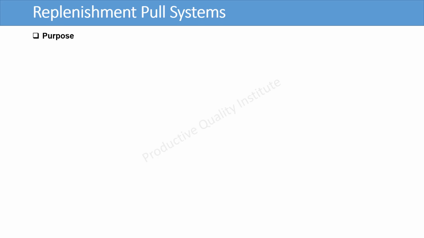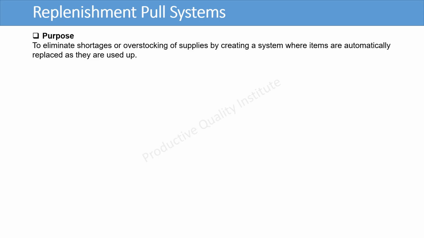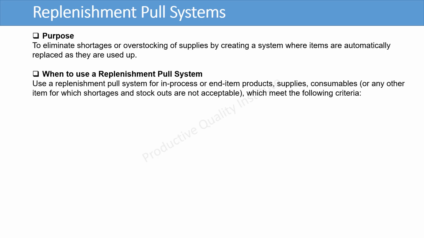Purpose of replenishment pull systems: to eliminate shortages or overstocking of supplies by creating a system where items are automatically replaced as they are used up. When to use a replenishment pull system: use it for in-process or end-item products, supplies, consumables, or any other item for which shortages and stockouts are not acceptable, which meet the following criteria.